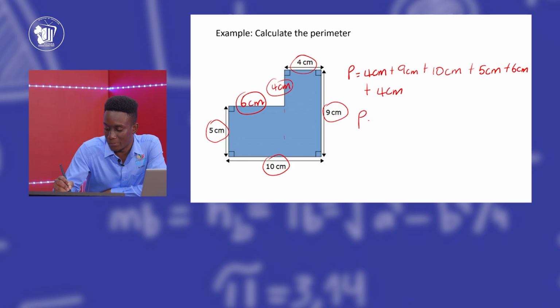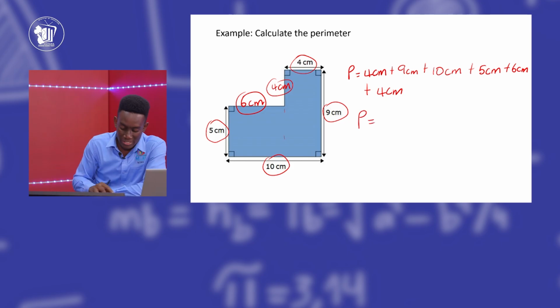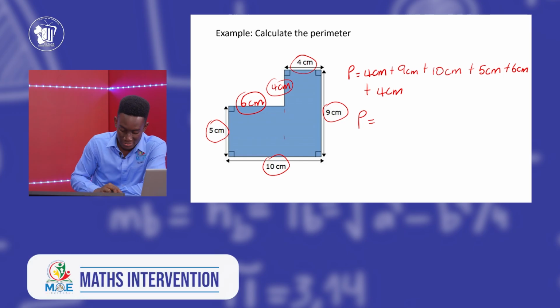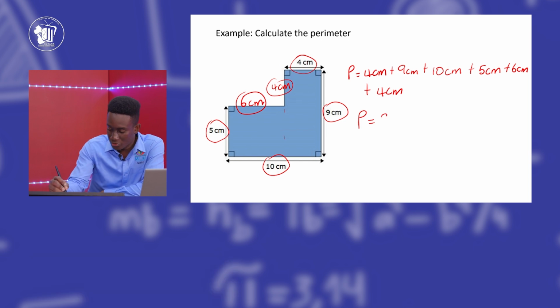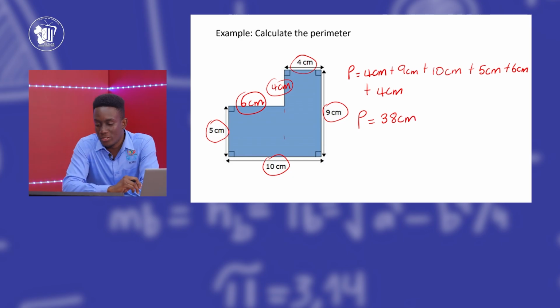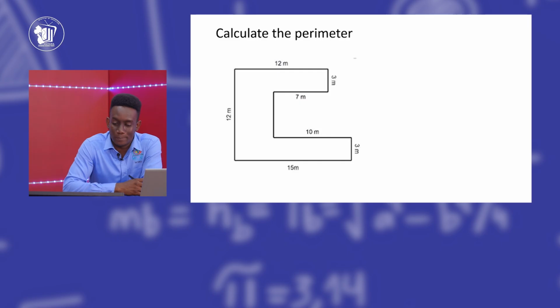So hence when we add up all of these sides, we will get a perimeter of 4 cm plus 9 cm plus 10 cm plus 5 cm plus 6 cm plus 4 cm, which would give us a value of 38 cm. So the perimeter of this shape would be 38 cm. So let's move on to this shape.